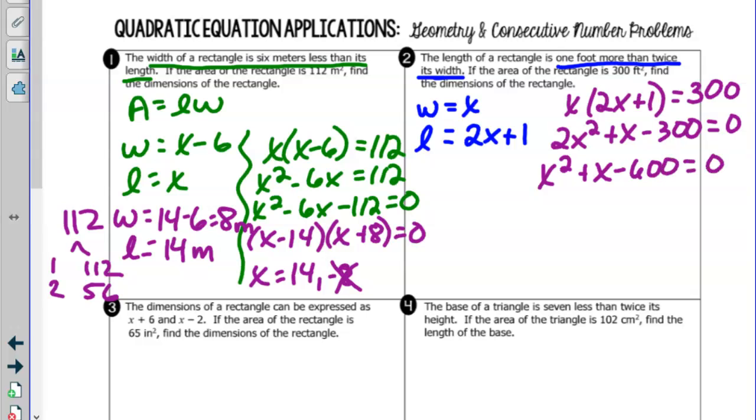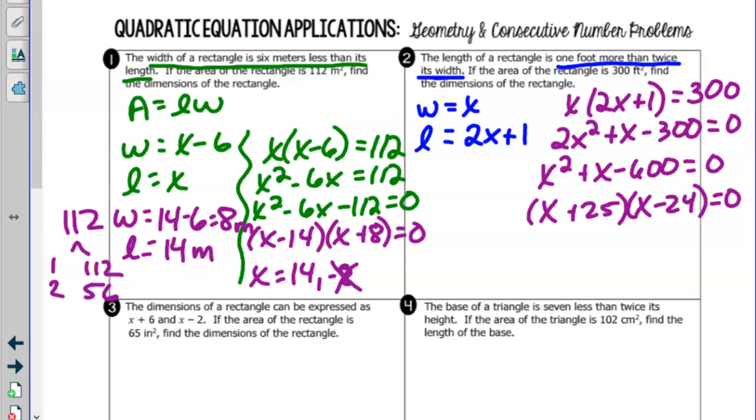That gives me a positive 1. I should say negative 600. Go ahead and figure it out, and then I'll write it out. Factors of negative 600 that give me a positive 1: 25 and 24. Very good. It's 25 and 24. So we would have x plus 25, x minus 24.